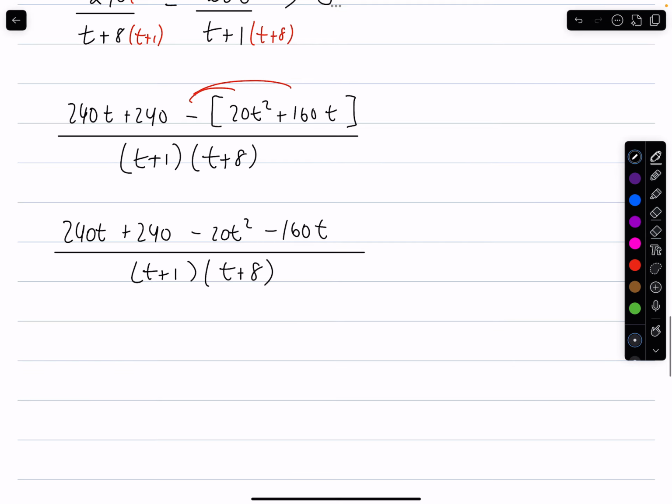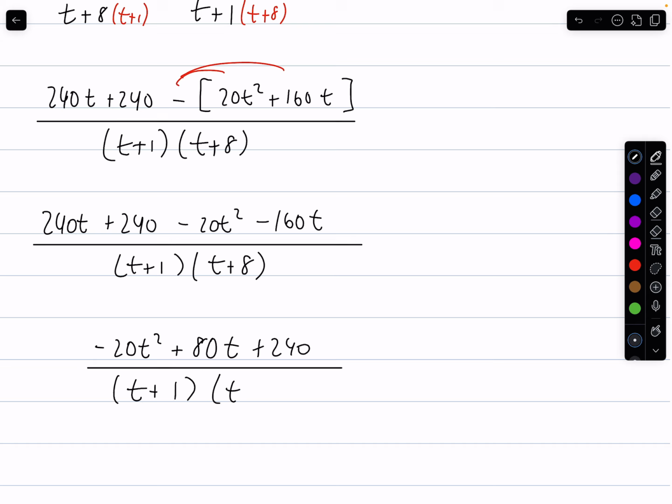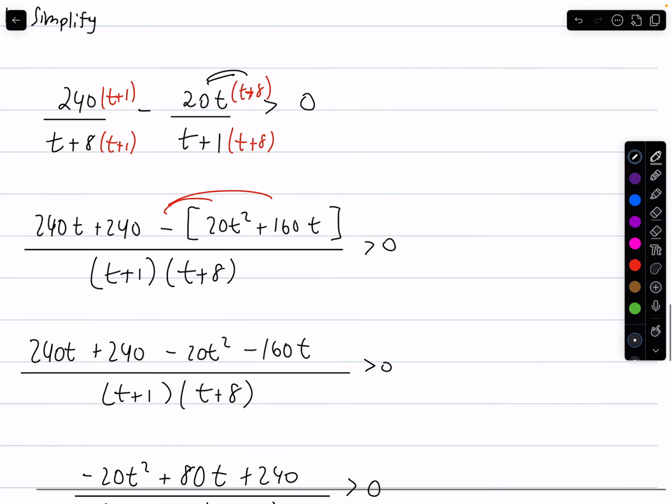T plus 8. Great. And then what we're going to do is we're going to clean this up a little more. So negative 20t squared plus 80t plus 240 over t plus 1, t plus 8, greater than 0. Sorry, I just forgot to write that in.